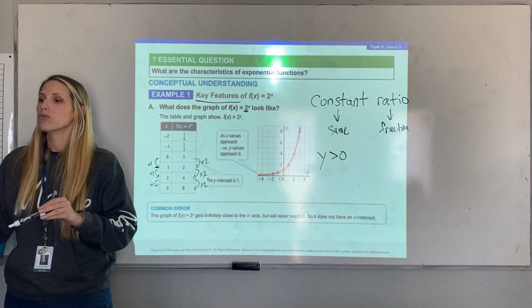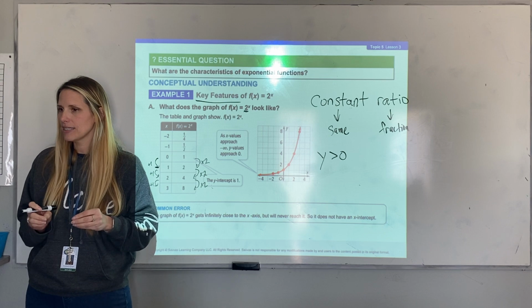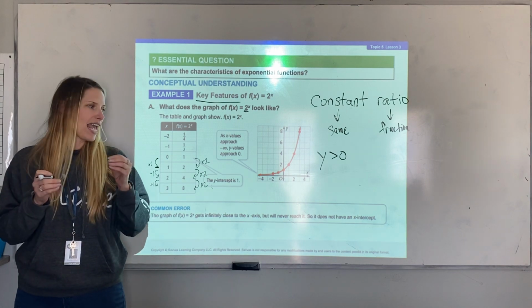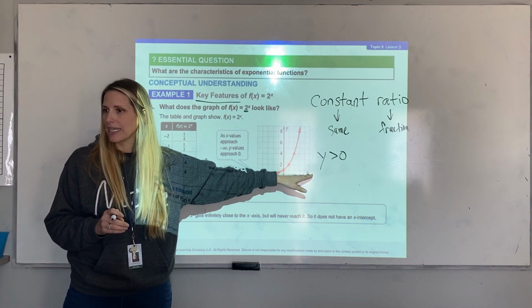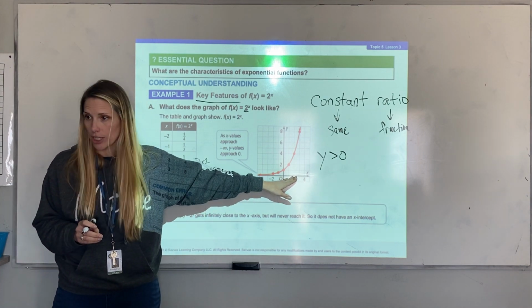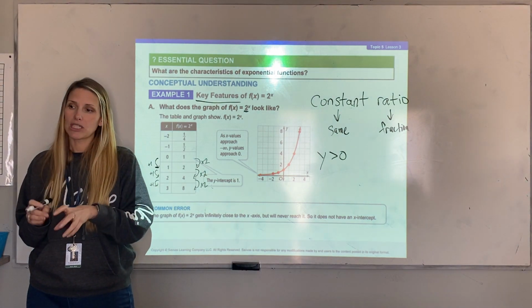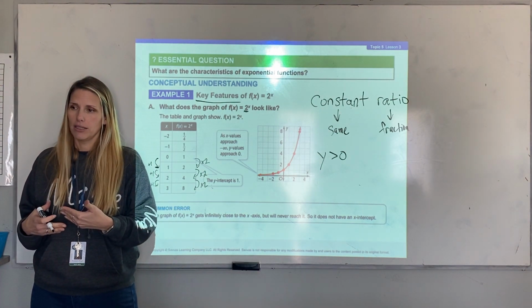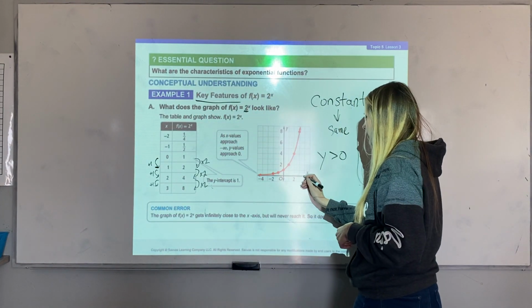Y equals 0. The asymptote is the x-axis, and the x-axis is the line y equals 0. It will never touch it. So the line is called y equals 0. That's the name for the line. The reason it's the name for the line is this line right here, this x-axis line.